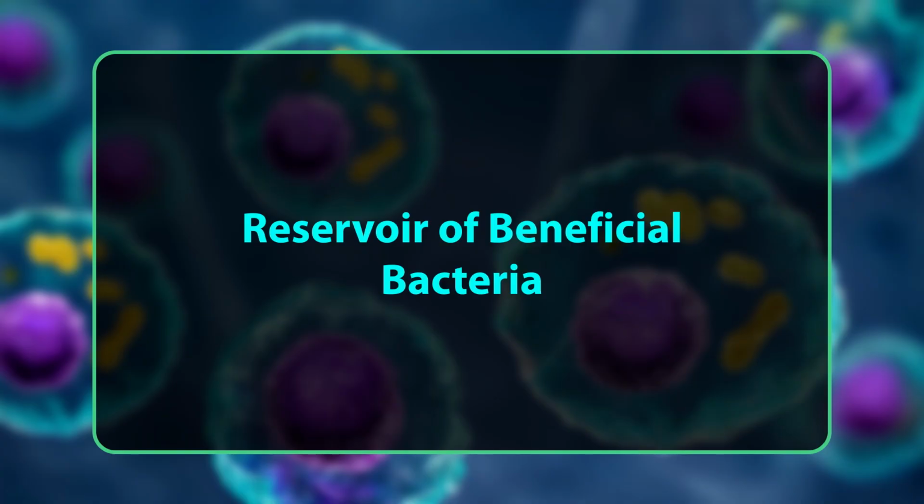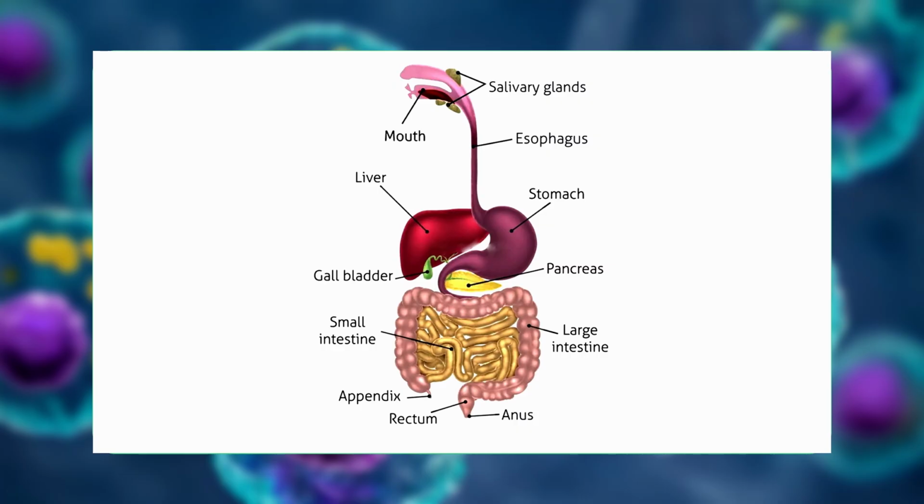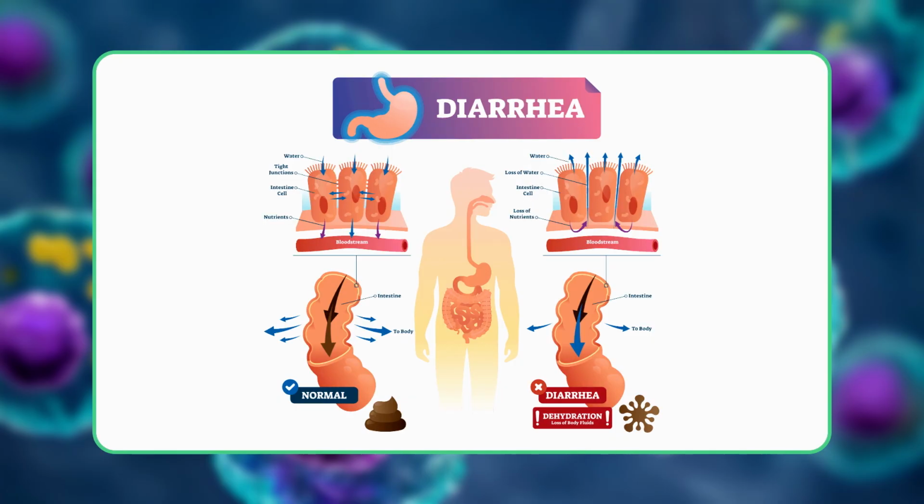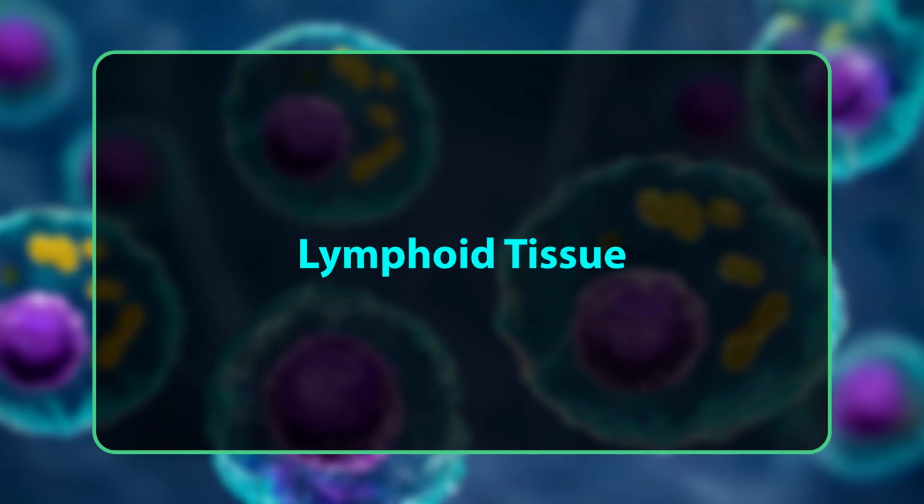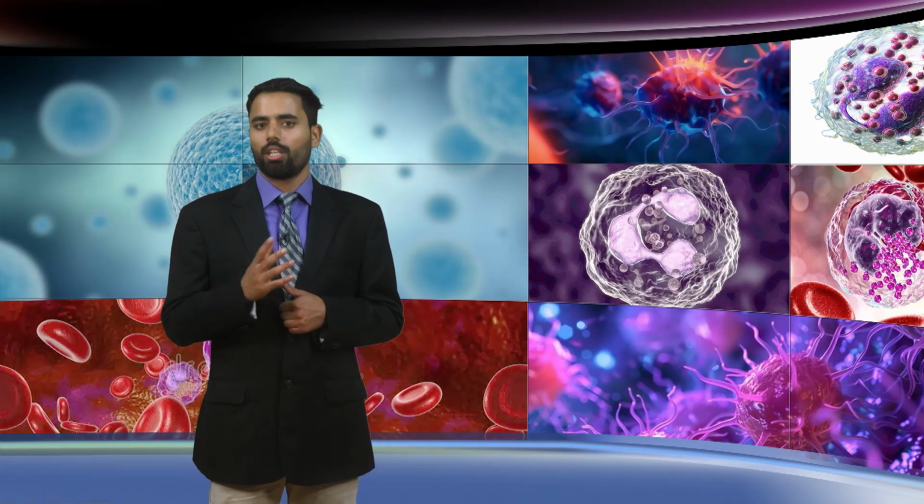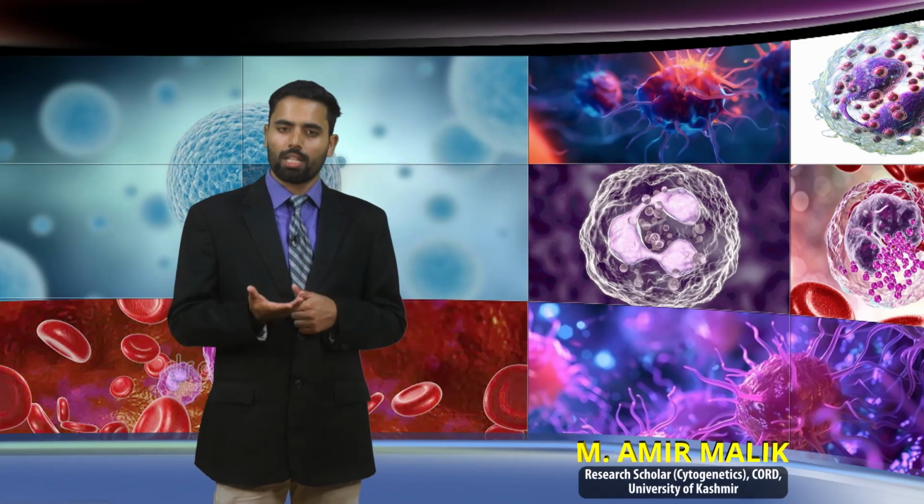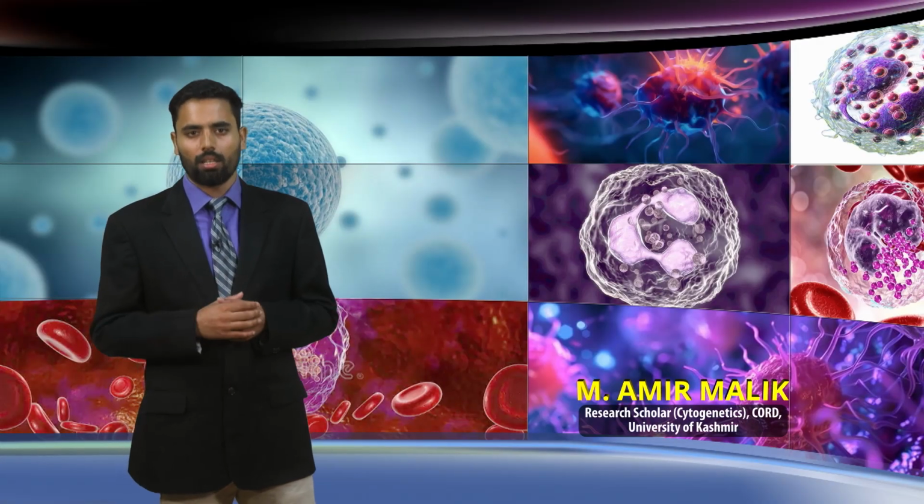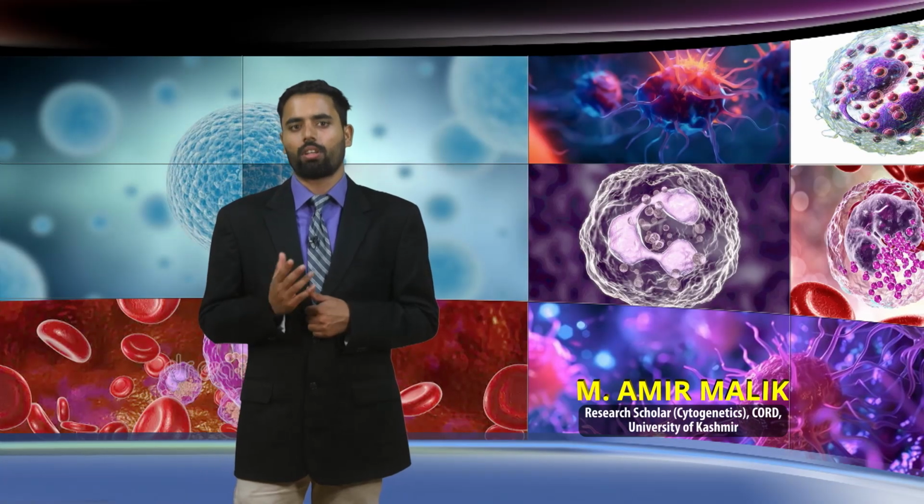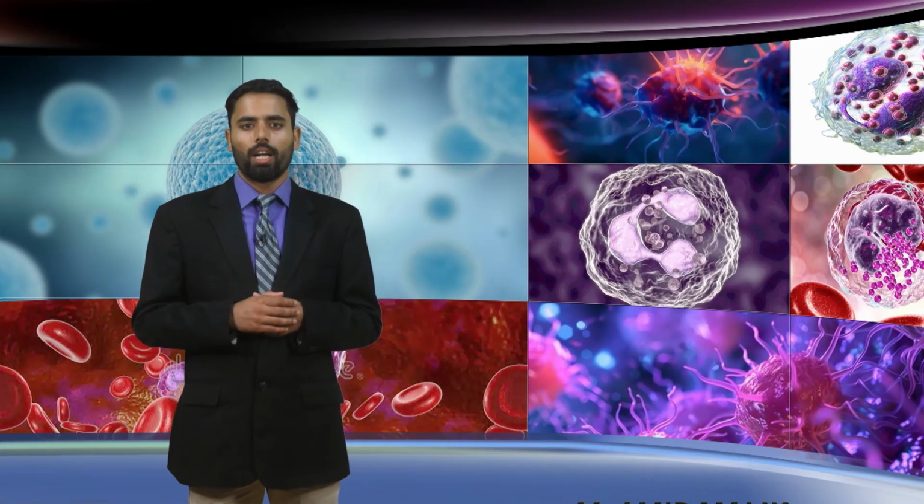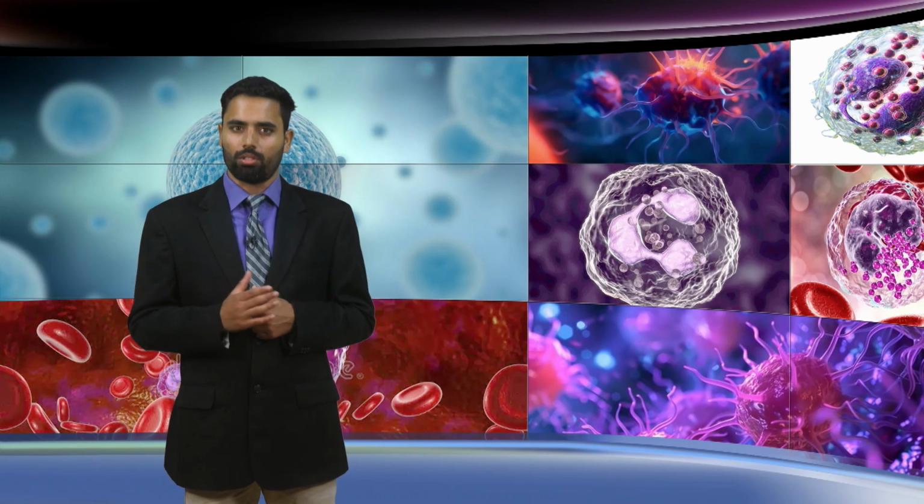Now, immune functions of the appendix. Number 1, it is a reservoir of beneficial bacteria. The appendix can store good bacteria, especially during gut infections like diarrhea, helping to repopulate the intestine with beneficial microbes after the infection clears. Number 2, lymphoid tissue. The appendix is rich in lymphoid tissue containing immune cells like B cells, T cells, macrophages and natural killer cells, which are crucial for detecting and fighting off pathogens.